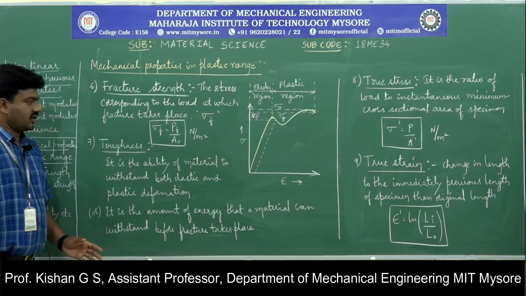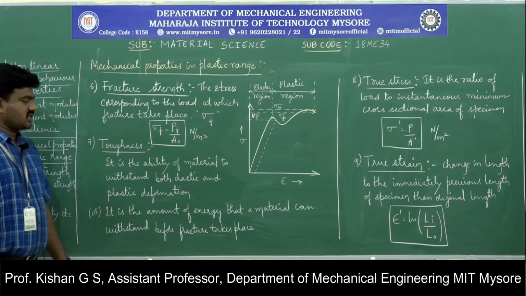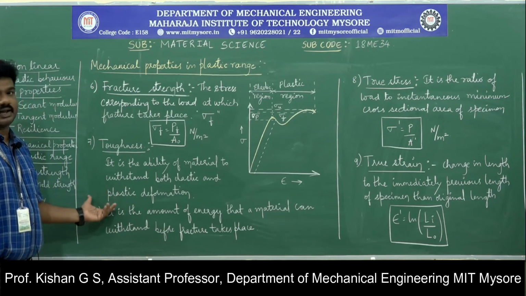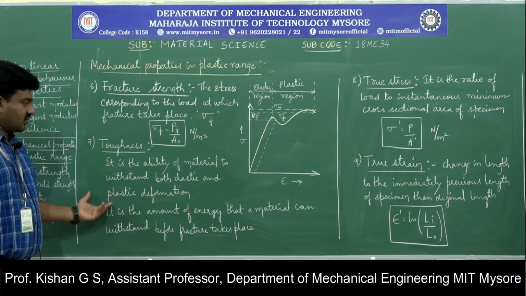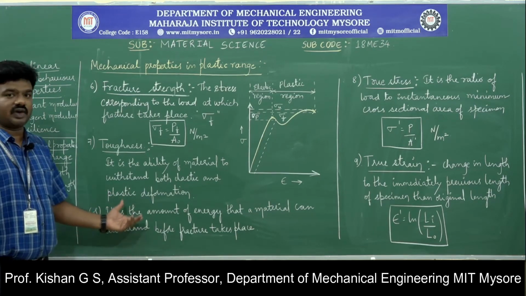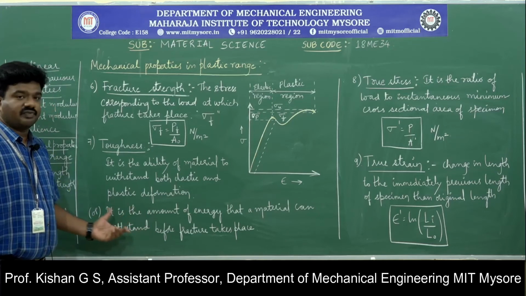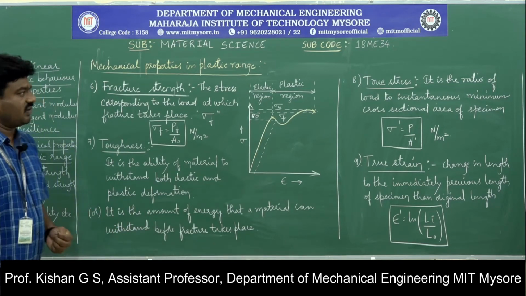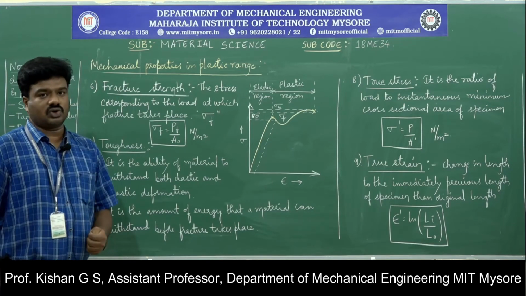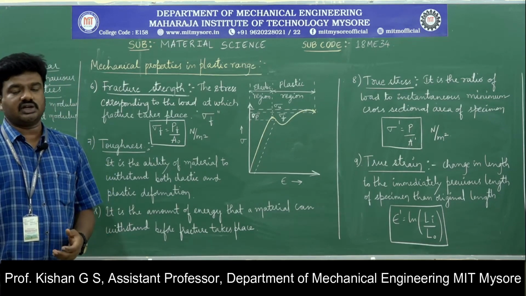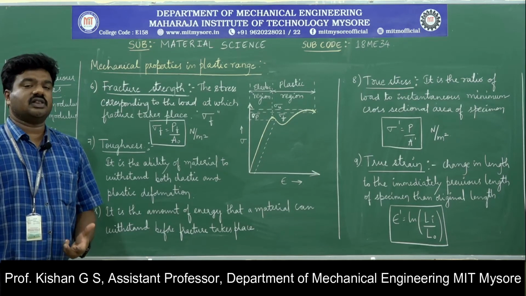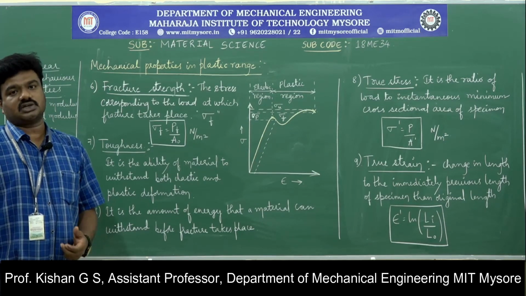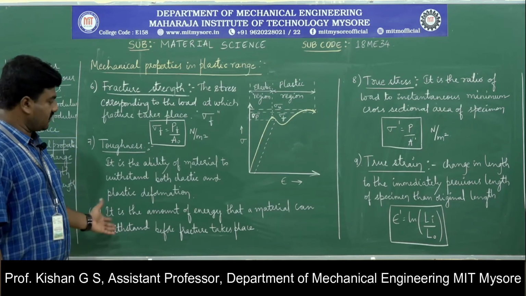So the next parameter is toughness. Toughness is defined as the ability of the material to withstand both elastic and plastic deformation. So in other words, it is defined as the amount of energy that a material can withstand before fracture takes place. So based on the behavior of the material, whatever may be the condition of load which is being applied on the material, the amount of energy which the material can absorb or withstand before the fracture takes place leads to a parameter called toughness.